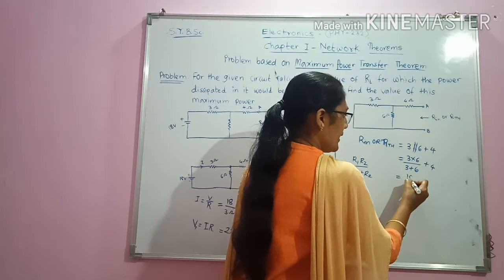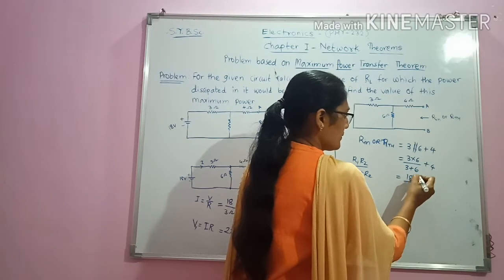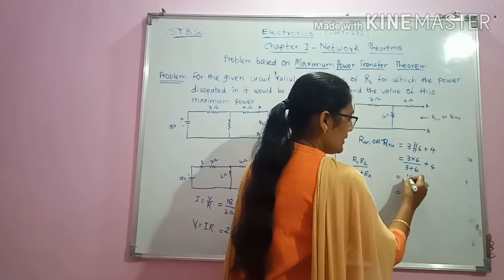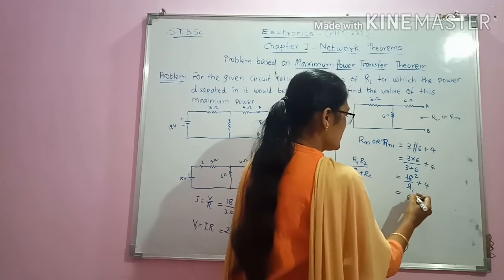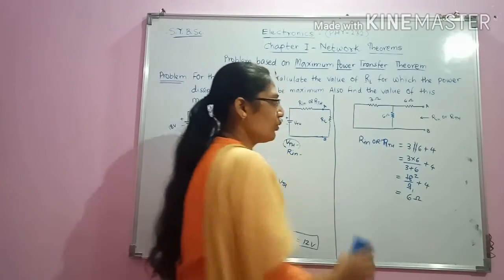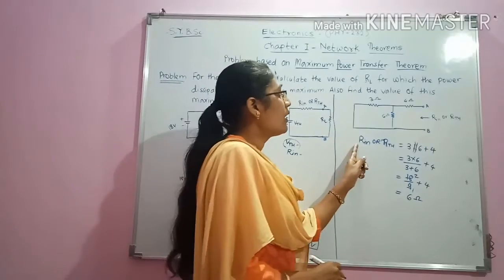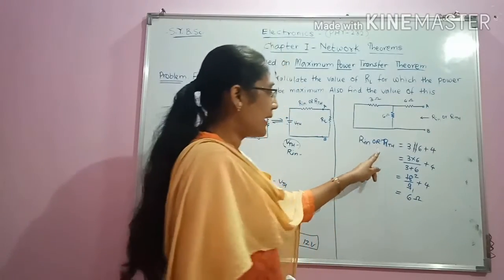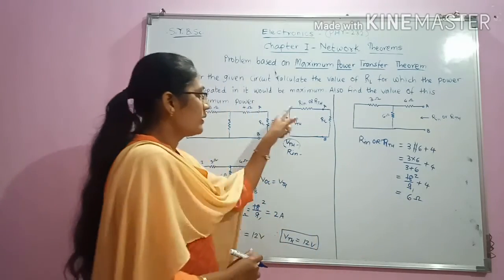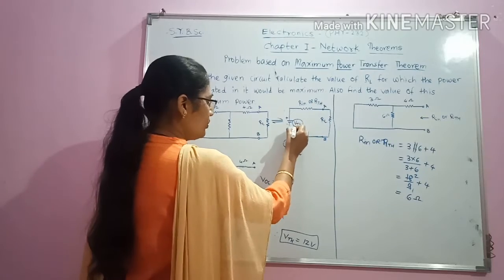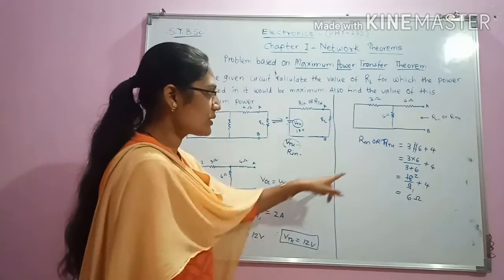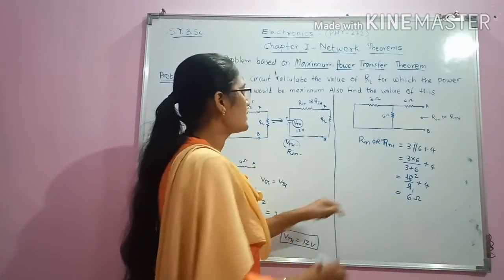So 18 upon 9 plus 4. 9 ones are 9, 9 twos are 18, which is equal to 6 ohm. So we have obtained the value of equivalent resistance, and its value comes out as 6 ohm. Now we have found out this value; this value comes out as 12 volt, and just now we have found out the value 6 ohm.